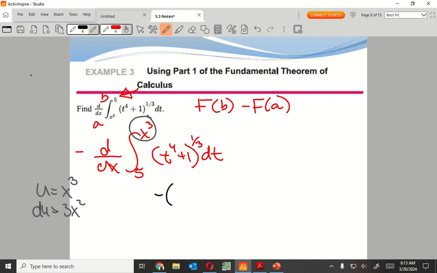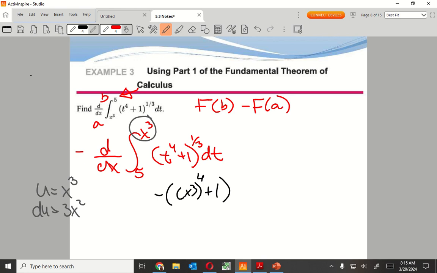T to the what? Wait, what? I'm plugging in this. What's that going to give me? 3x8? Nope. No. Here, let me rewrite it a little bit better. X cubed, right? I'm plugging in x cubed. I'm raising that to the 4th power. Right? Okay, yeah. So it's a power to a power.